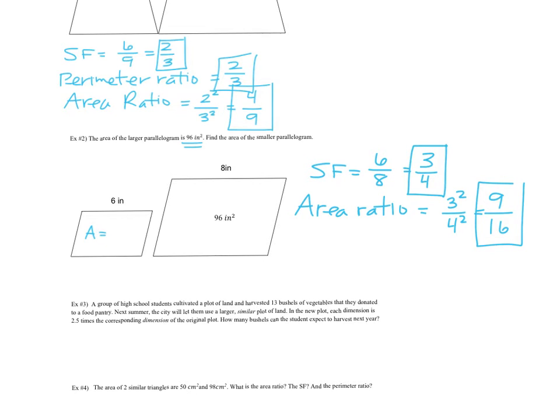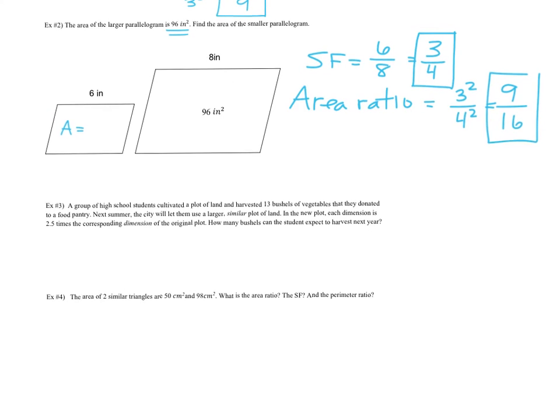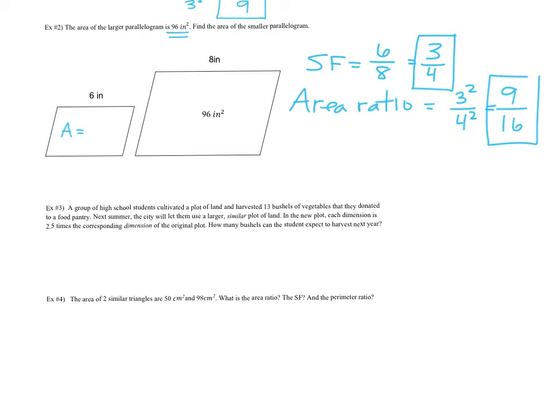Okay, so we know the area ratio. How in the world can we find the area of the smaller figure? We set up proportions here. So we're going to say the area ratio, 9 over 16, is going to equal, where does the 96 go? On the bottom. This is the bigger figure, so it goes across from the bigger of the two in the ratio. So we're just going to put an X on top, okay? And then we'll cross multiply. So when we cross multiply, we get 16x equals, what does that come out to?